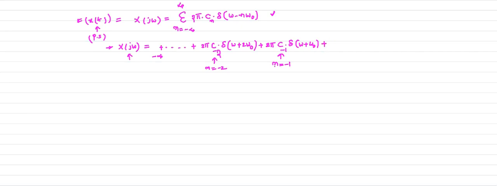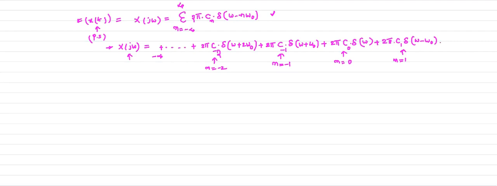Next, what is the n equal to 0th sample value? 2 pi C naught into delta of omega. So this is the sample corresponding to n equal to 0. Now after n equal to 0 we have what? n equal to 1. If we substitute n equal to 1, 2 pi times C1 into delta of omega minus omega naught. This is the sample corresponding to n equal to 1.